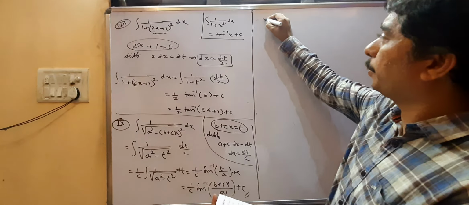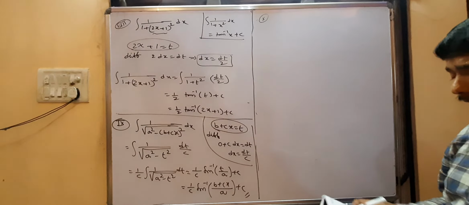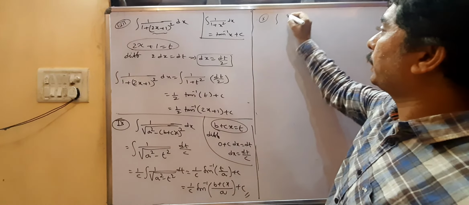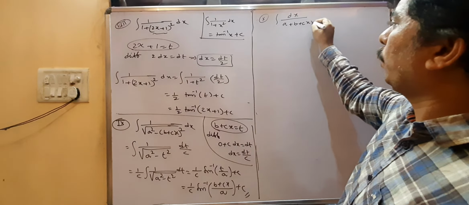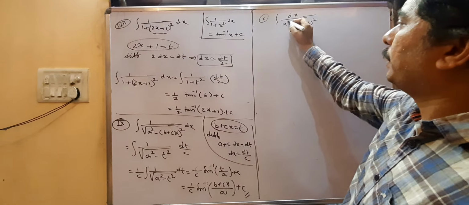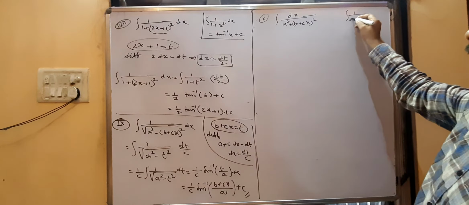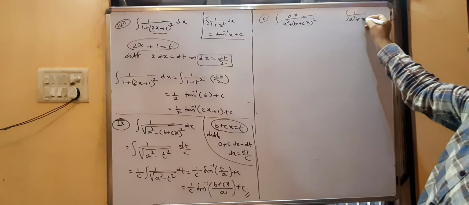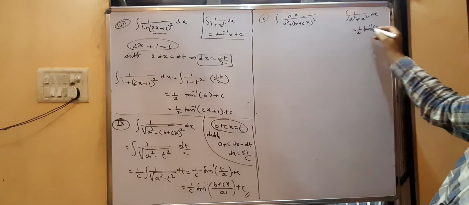Tenth bit. Integral dx by a square plus (b plus cx) whole square. We know the integral 1 by a square plus x square formula. What is the formula I have? 1 by a into tan inverse of x by a plus c.